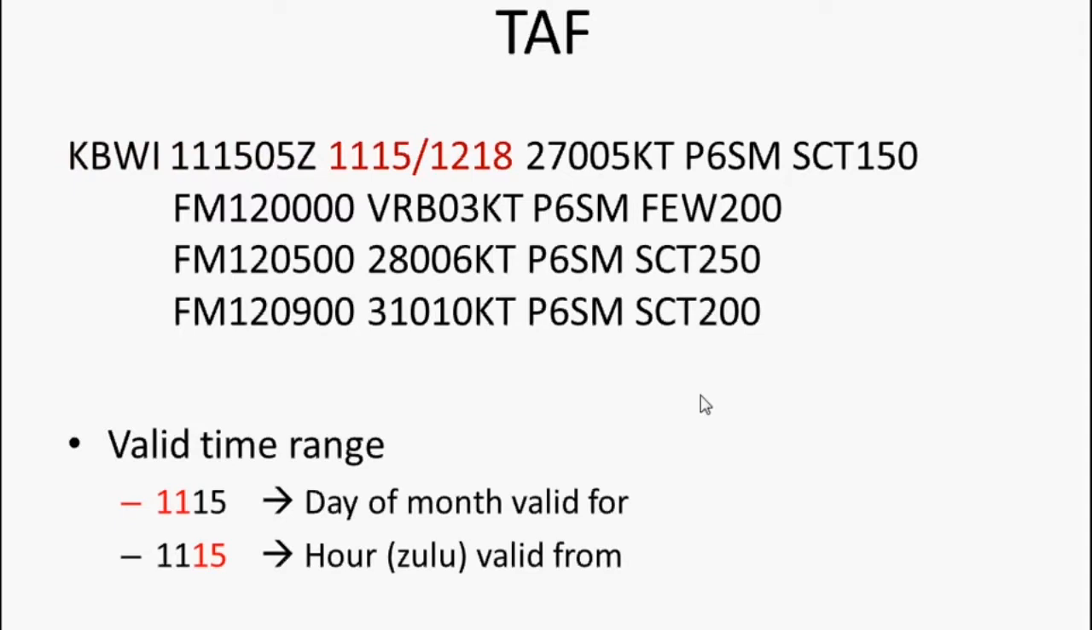Next block is the valid time range. So when is this forecast good for? And we'll see that the first two digits are the day of the month and the second are the hour, just like most of this weather reporting. So we'll see that this report is valid from the 11th day of the month at 15 Zulu until the 12th day of the month at 18 Zulu.